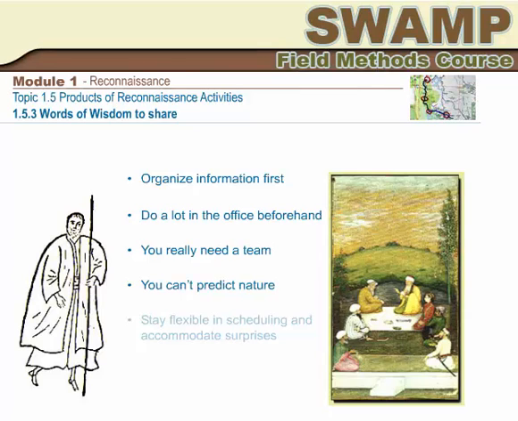4. You can't predict nature. Just when you think a site is sampleable, nature lets you know that it has control. Be aware that some sites will end up dry, flooded, or inaccessible. 5. Don't be too rigid in your scheduling of site visits. If you plan too far ahead, you will just spend more time redoing schedules. 2 to 3 weeks is a realistic amount of time for scheduling ahead.